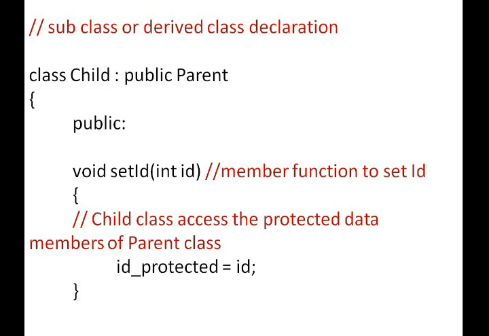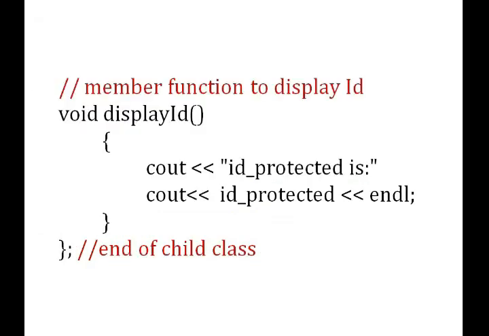Public function void setId, int id, then id protected equal to id. We are accessing the protected id inside the Child class. See, id is a protected member variable of the Parent class, but we are accessing that variable directly inside the derived class. This is the usage of protected. And we are also defining a display function just to print the id, cout id. This function displays the value of the protected variable in the derived class. Then the end of the Child class, that means the derived class.